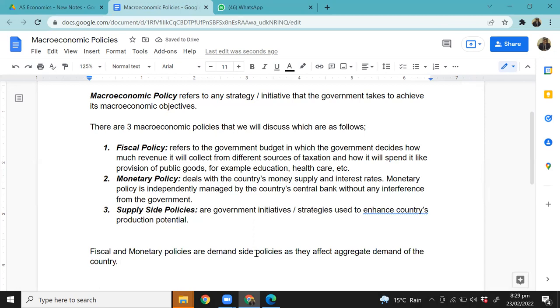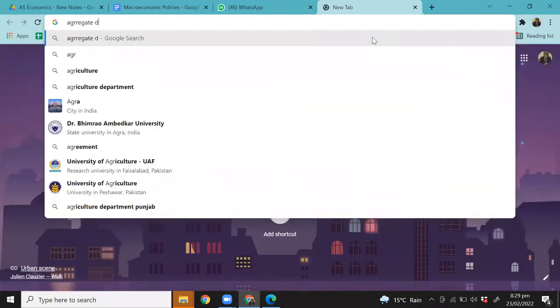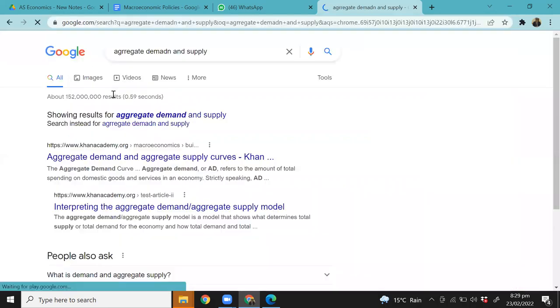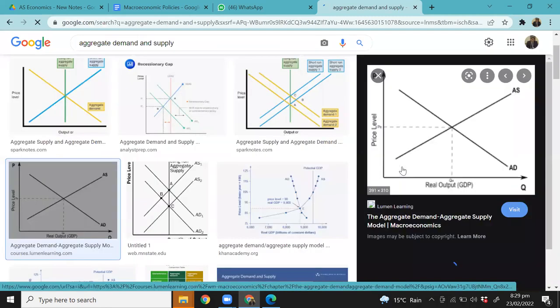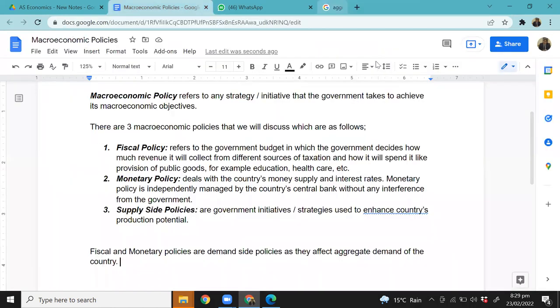So do you guys remember how GDP is determined? Where aggregate demand and supply are equal, that's where the GDP of a country is. Simply speaking, downward sloping is your aggregate demand, upward sloping is your aggregate supply. Wherever the two are equal, that's where your real output is. That's where your real GDP is, right? And you have general price level on the y-axis. You would remember this, right?